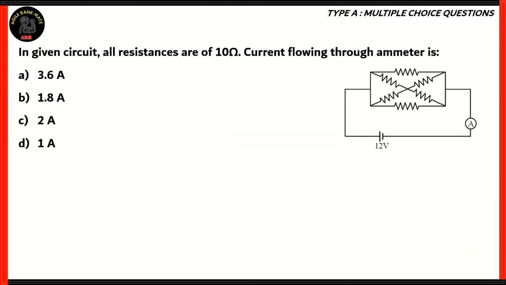Now let's look at the final question for the day. In the given circuit, all resistances are of 10 ohms. You need to find the current flowing through the ammeter. So we have the voltage V equals 12 volts. We need to find out what current is flowing through the ammeter, and we know that all of these resistances are 10 ohms each.